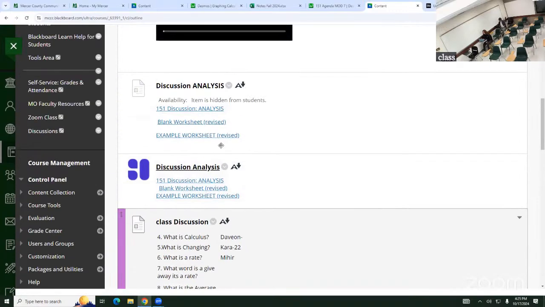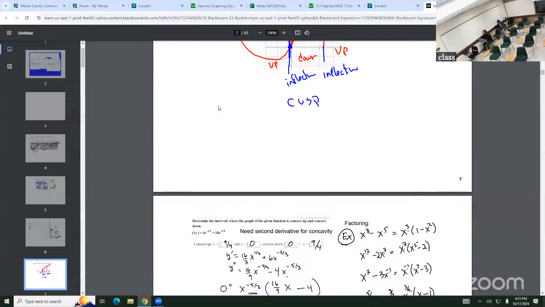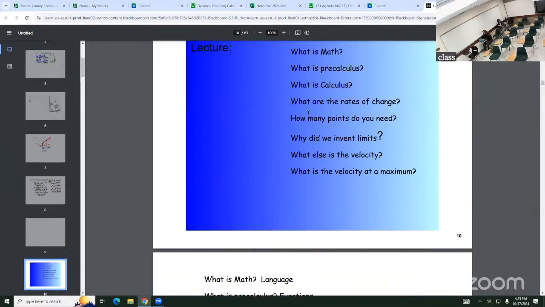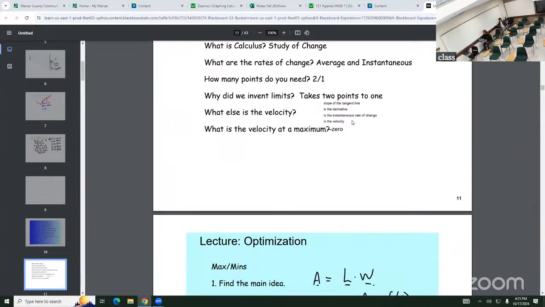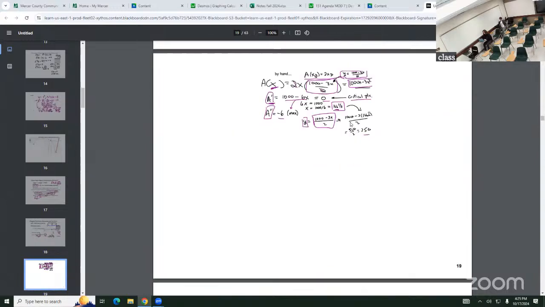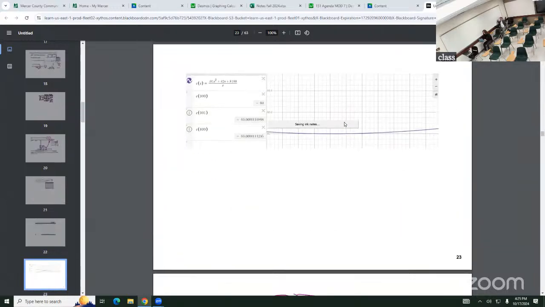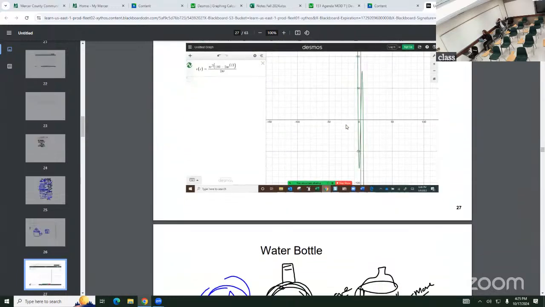So what are we talking about? Now we're talking about antiderivatives. Where's my notes? Here we go. So we answered all these questions. How many points do we need? Maths and language, it's awesome. We did optimization. Optimization is cool. Optimization is an application of derivatives.